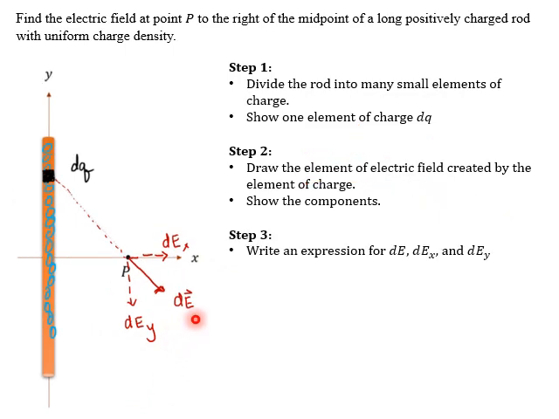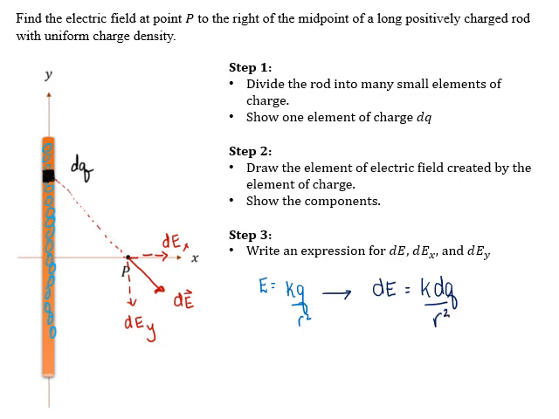Our next step in the process is to write an expression for the magnitude of our element of electric field dE, and then to break it into components dEx and dEy using our trigonometry. So we probably remember that electric field due to a point charge is K times Q over R squared, where Q is the size of the charge, R is the distance between the charge and the point. Same holds true for an element of electric field due to an element of charge. dE, the little bit of field made by this little bit of charge, is K, Coulomb's constant, times the little bit of charge divided by R squared.